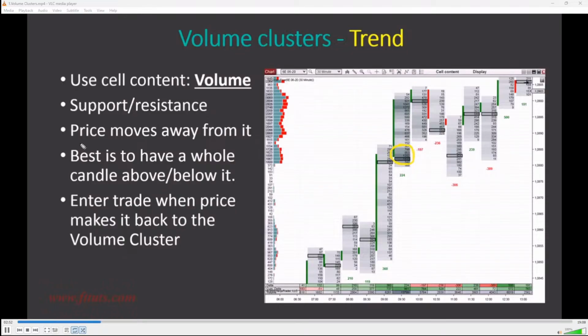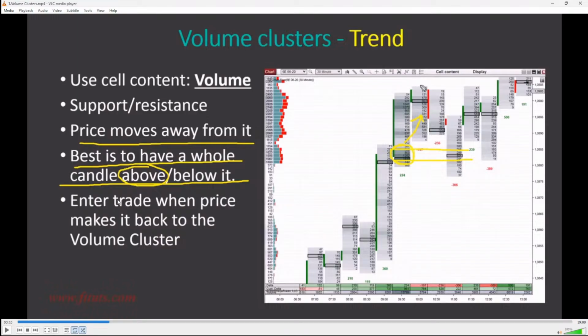And then you want to see the price move away from it. So the price goes higher, and best is to have a whole candle above it. In this case, this is an uptrend, so you want to see a whole candle above this area. When he says a whole candle, we're talking about the wick, the body, everything. You don't want any part of that candle to touch this zone right here. Okay, so we do have that here. And I like to see at least a 30-minute candle where the whole body of the candle and the wicks and everything are either above or below my level.